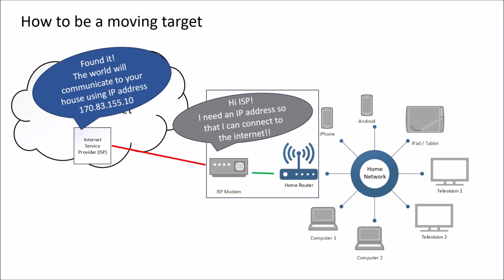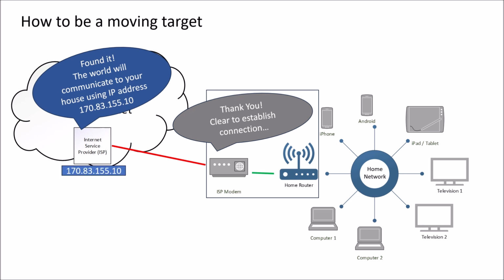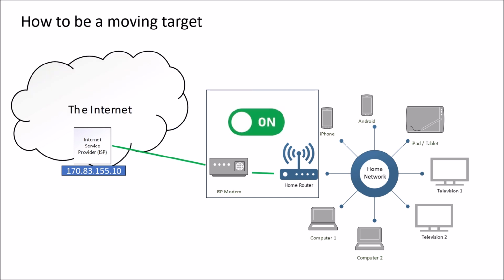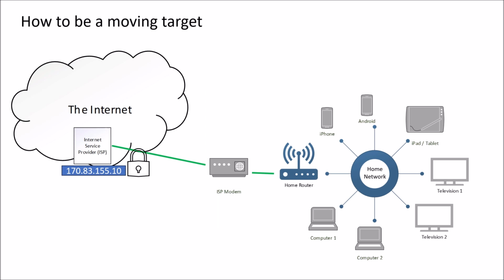And this one is going to be 170.83.155.10. Right? Now that's your connection, and your home modem says, good, we're clear to go. I'm good with that. And now you are communicating with the world. So you're kind of locked into that IP address now, right?